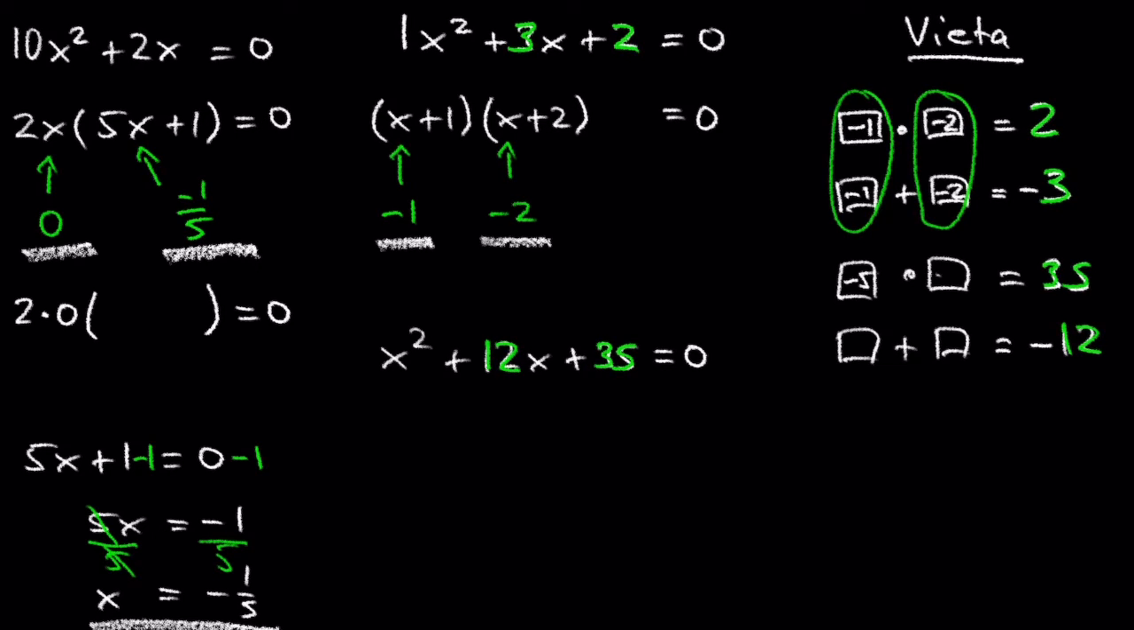Negative 5 times negative 7 is 35, and negative 5 plus negative 7 is negative 12. So we can write (x + 5) times (x + 7). And again, this equation is 0 when x is negative 5 or when x is negative 7, which are the solutions for this problem.